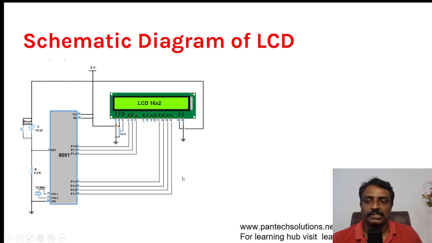This is the circuit diagram for connecting the LCD display. You have to give a 10K potentiometer on the VEE pin, that's for contrast adjustment. For LED minus you could give ground, and LED plus you could give 5 volt. VSS is ground and VCC is also 5 volt. You have to connect the EA pin to 5 volt, along with the reset circuitry and the crystal circuitry. So this will work.